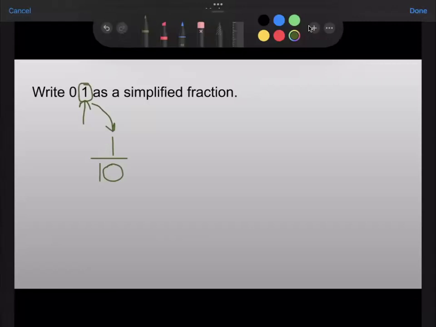Now in this one, it was 0.1, so I had no whole number, so this won't be a mixed number. Now I just need to check and see if I can simplify it. Well, there's a few different things I can divide 10 by. Yes, I could divide them both by 1. I could divide 1 by 1 and 10 by 1, but that's not going to change my fraction. It's still going to be 1 over 10. So I think this is already simplified. So the answer here would be 1 over 10.